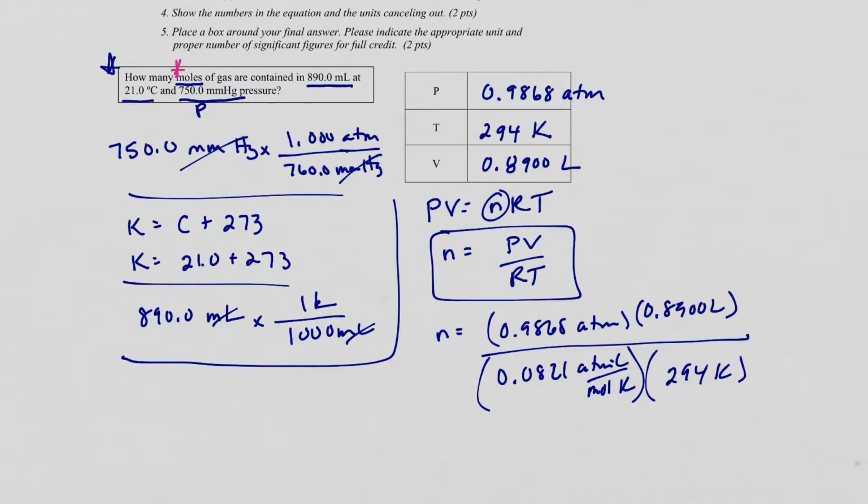So we can see here that the units of atmospheres are canceling. We can see that Kelvins are canceling. We can see that liters are canceling, and the only unit left there is moles. So we're going to see that our answer here is 0.0364 moles.